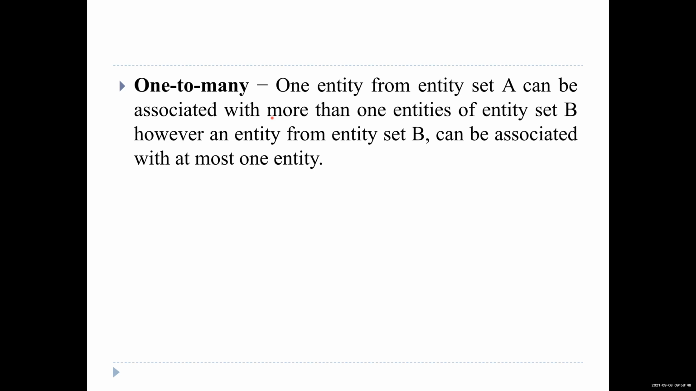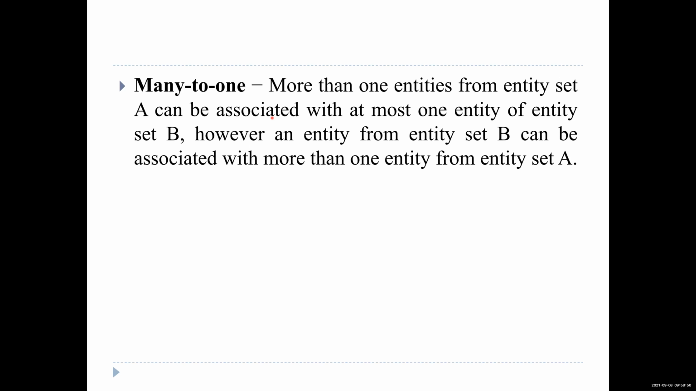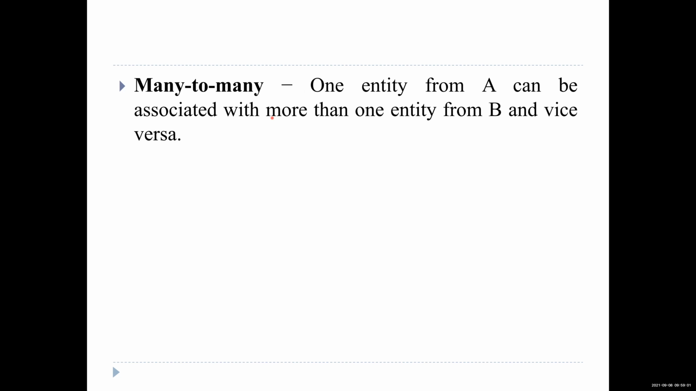Okay. Then many-to-one, as we have just discussed, means many of the A can be associated with at least one of the attributes of Z. Then many-to-many, one entity from A can be associated with more than one entity from B and vice versa.